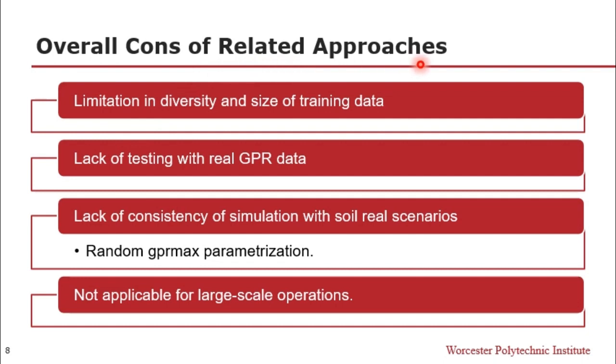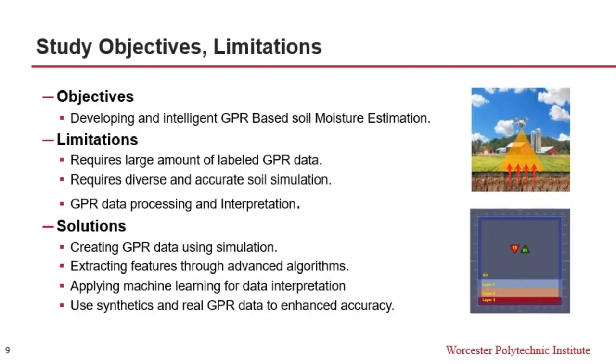Overall cons of related approaches are limitation in diversity and size of training data, lack of testing with real GPR data, and lack of consistency of simulation with real soil scenarios, as they usually use random gprMax parameterization. Their methods are also not applicable for large-scale operations such as a megafarm.